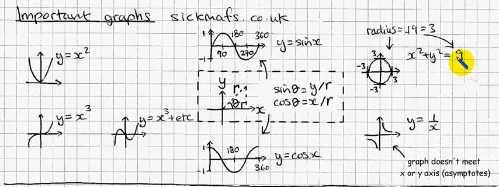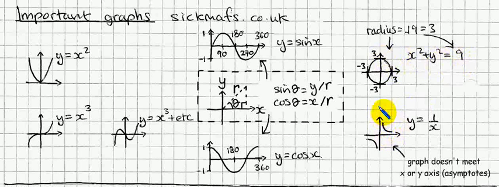the radius squared. The equation of a circle does not look like other equations that start off with y equals. This equation is always x squared plus y squared equals the radius squared. So if the radius was 5, I'd write x squared plus y squared equals 25, because 5 squared is 25. Okay, now let's move on to the last graph.